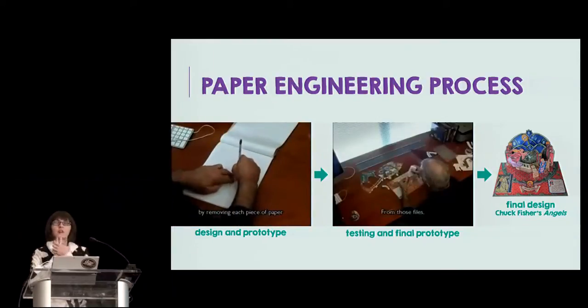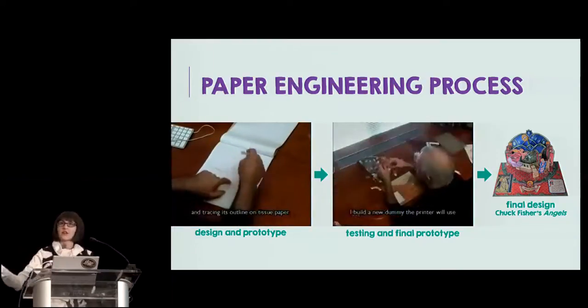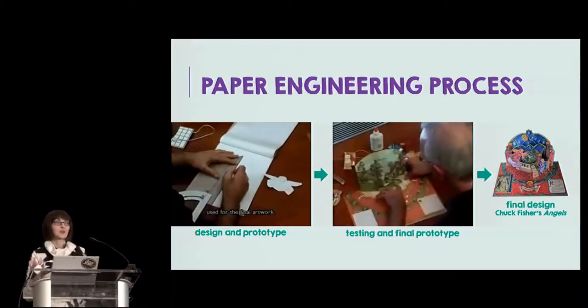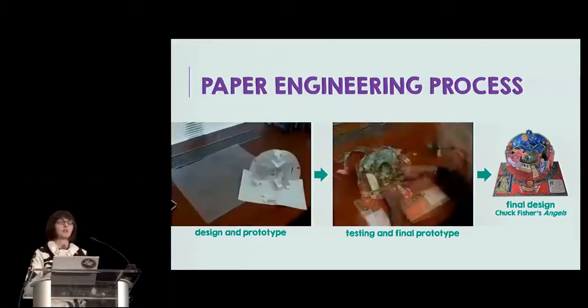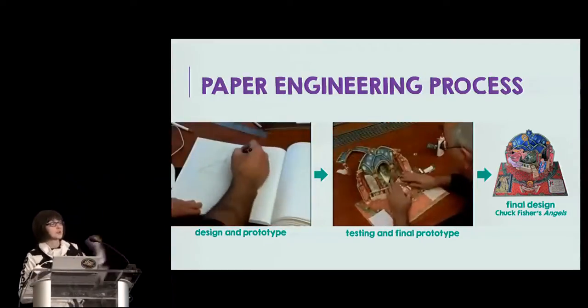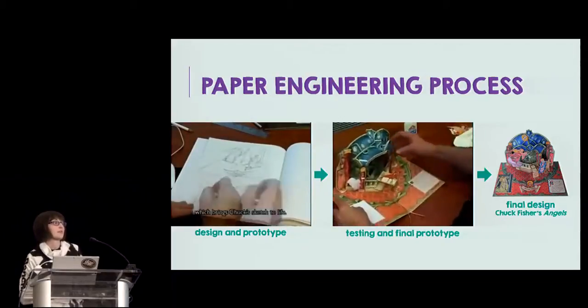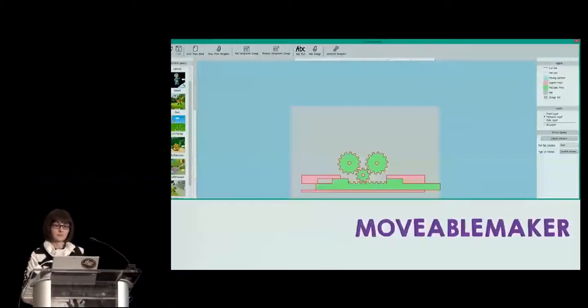They create the final prototype, and then it gets sent off to a factory where custom dies are made to actually cut multiple versions of the book. And then you get the pop-up that you see here, which is from a very famous pop-up author, Chuck Fisher, his book Angels. This whole process usually takes between 6 months to a year and a half to actually make a pop-up or a movable book.